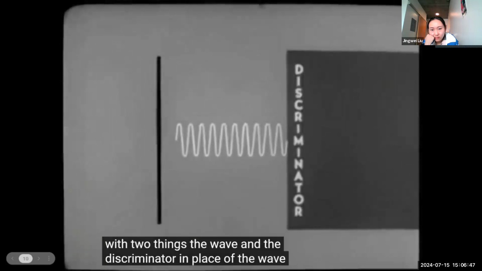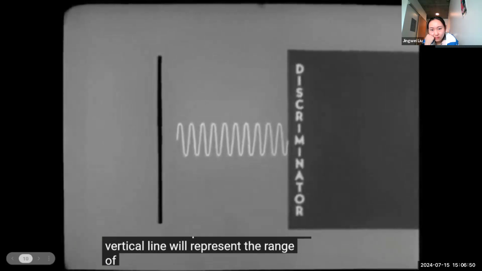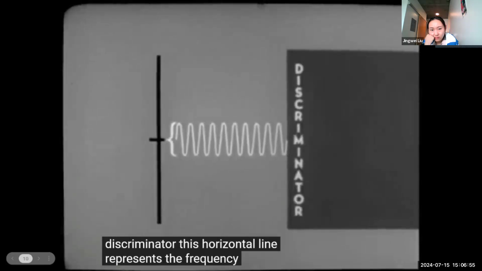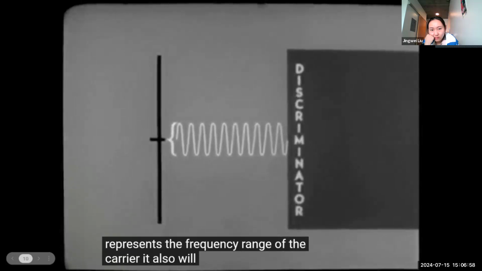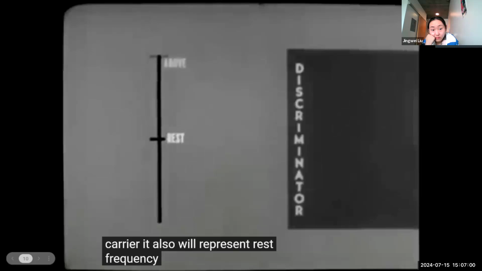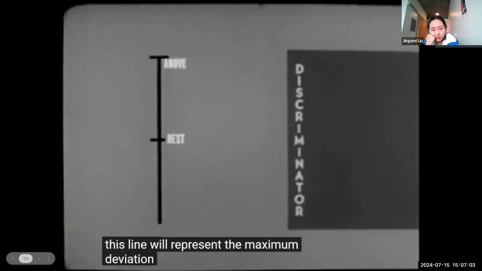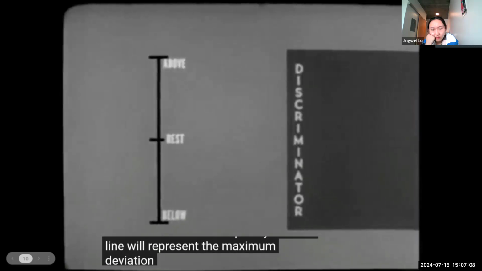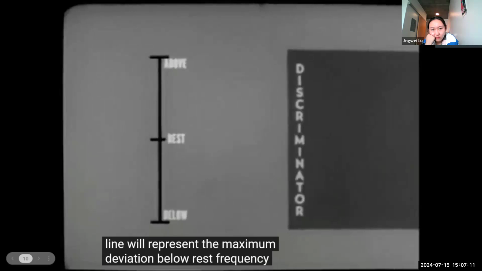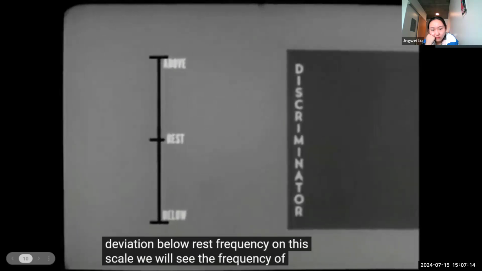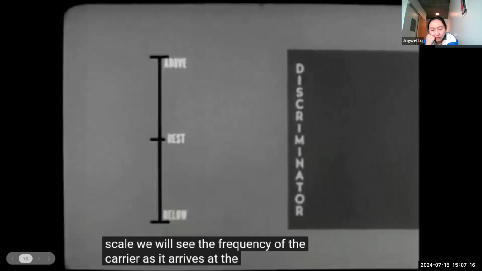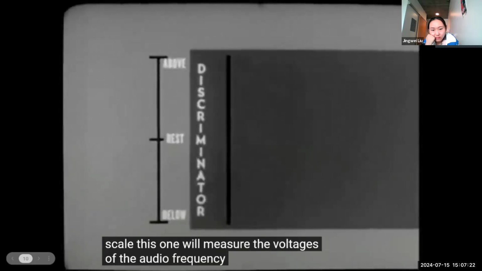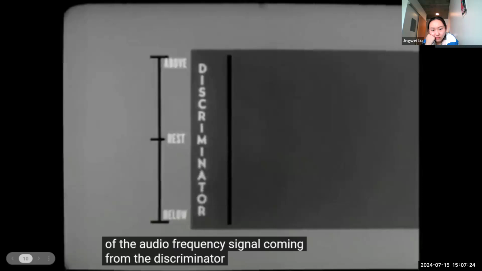In place of the wave, this vertical line will represent the range of input frequencies to the discriminator. This horizontal line represents the frequency range of the carrier. It also will represent rest frequencies. This line will represent the maximum deviation above rest frequency, and this line will represent the maximum deviation below rest frequency. On this scale, we will see the frequency of the carrier as it arrives at the discriminator. Now we'll add another scale. This one will measure the voltages of the audio frequency signal coming from the discriminator's output.